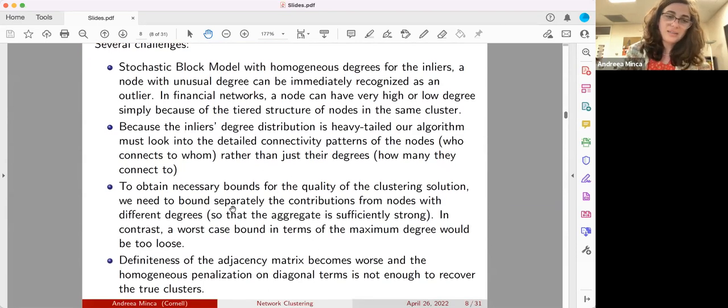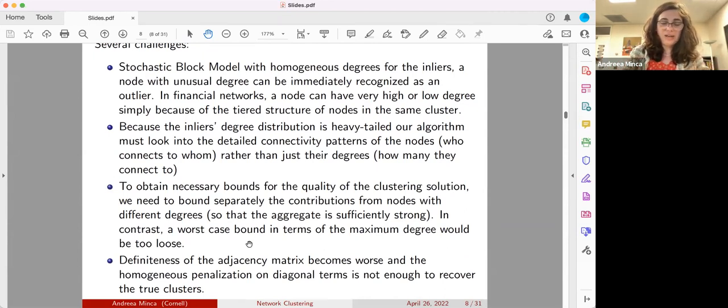Another point, which is more technical, is that in contrast to the previous work, we need to look at bounds not just in terms of the maximum degree, but rather look very carefully at the contributions to the bounds for nodes that have degrees in a certain range.